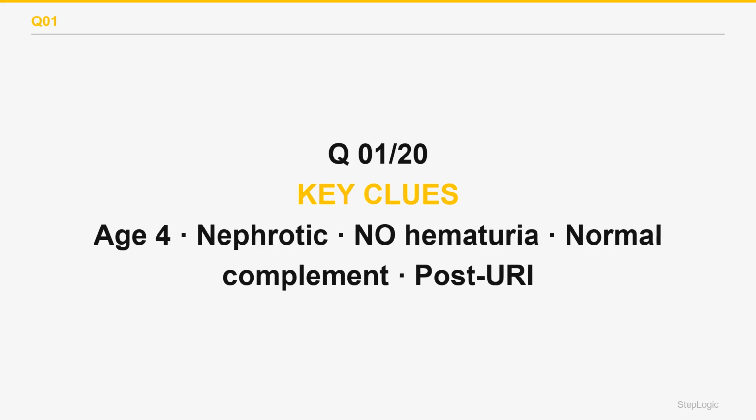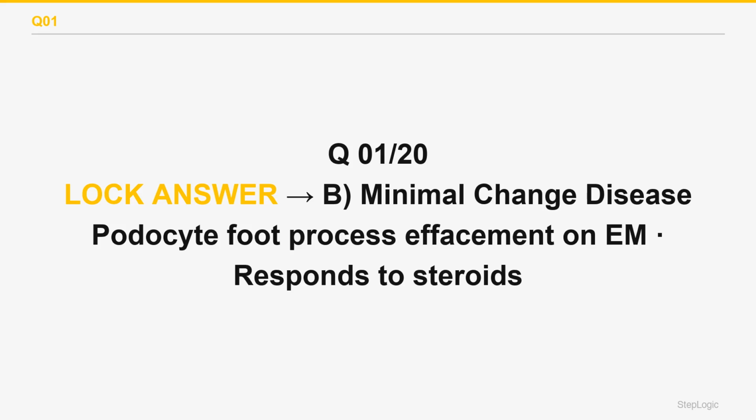Build your differential. FSGS, nephrotic, but rare in this age without risk factors. Membranous, older adults, secondary causes. MPGN, low complement, hematuria. IgA, hematuria during URI. Minimal change disease. Child, nephrotic syndrome, normal complement. No hematuria. That is the pattern. Minimal change disease. Most common nephrotic syndrome in children under 8.